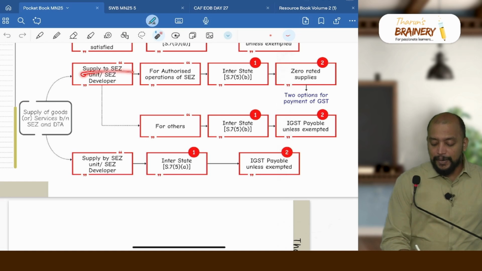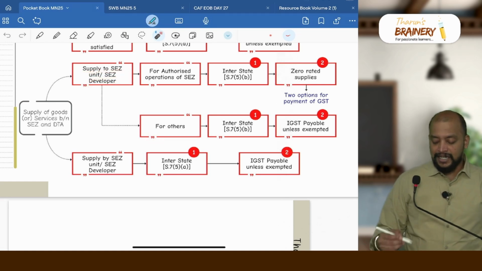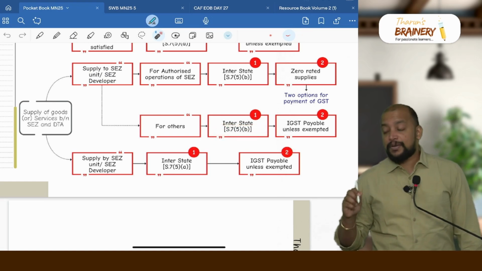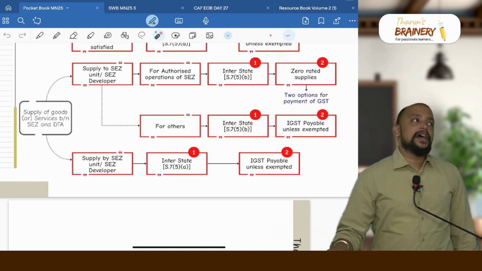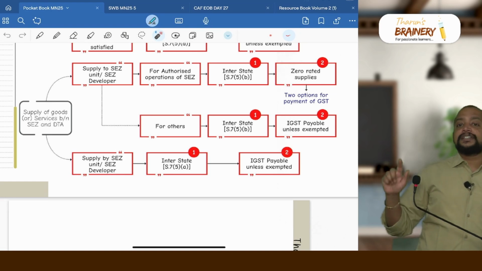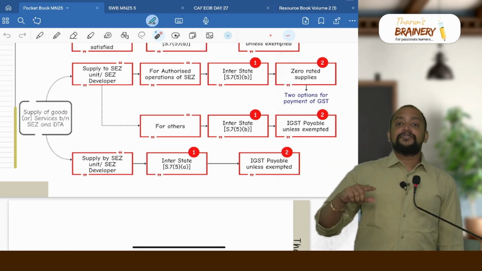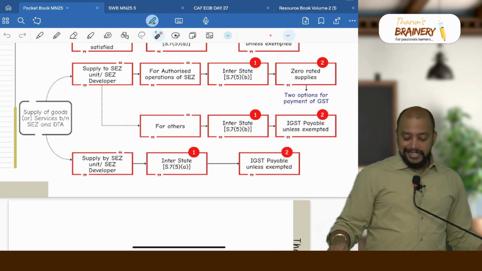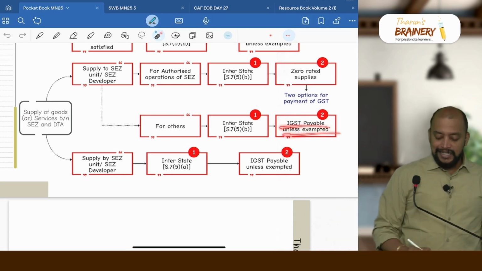Suppose it is supplied to SEZ unit or developer, but not for the authorized operations of SEZ, for others, then also it will become deemed interstate under 75B, because in case of 75B they have not given that supplied to SEZ for authorized operations, only for zero rated they have given. So it is deemed interstate, IGST is payable unless it is exempted.